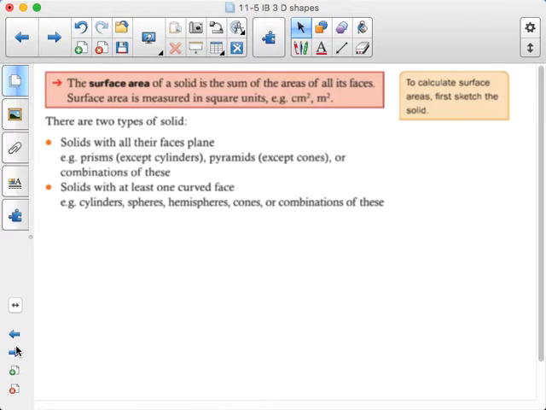Okay, so here's the first thing that we're going to be learning with 3D shapes. In this lesson, we're going to cover surface area and volume of 3D shapes. Here is surface area, right? Surface area of a solid is the sum of the areas of all of its faces, and surface area is measured in square units. So cm squared, meter squared, right?